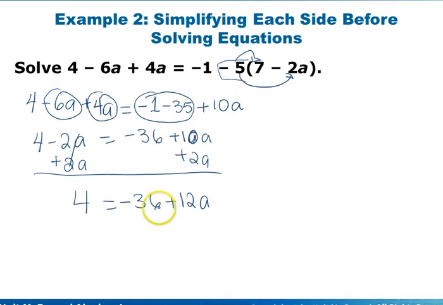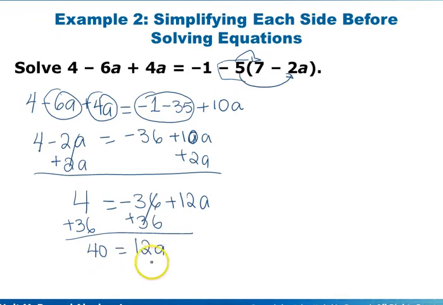Now this becomes an easy two-step equation. We add 36. Again, be very careful with the signs. And 4 plus 36 is 40. And then here we divide both sides by 12. Alright, and that will be 3 1/3, so we can say 3 1/3.